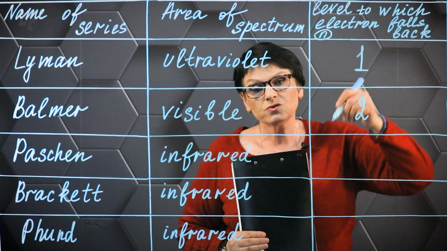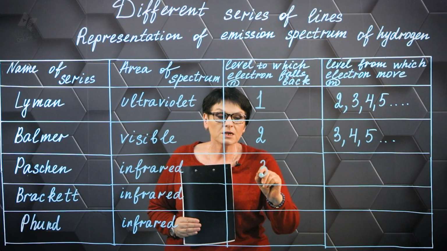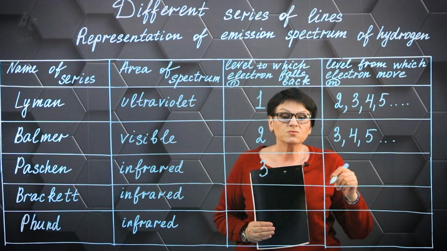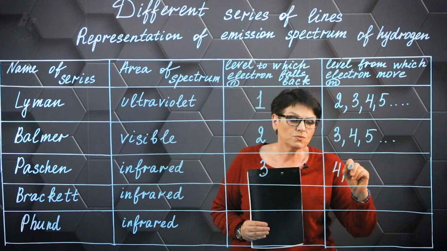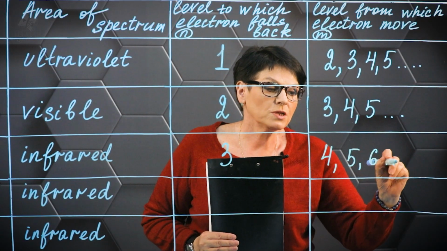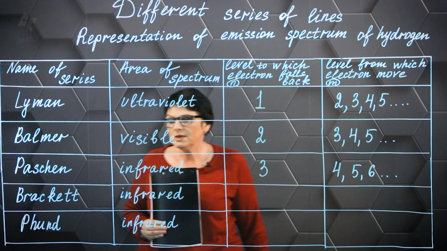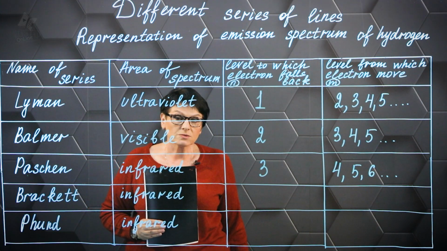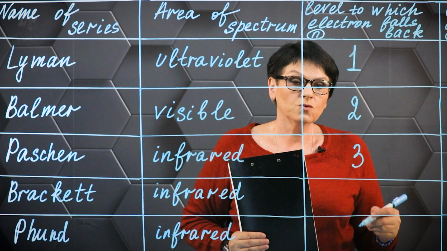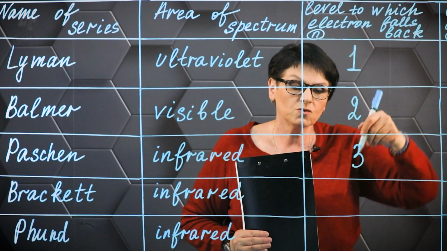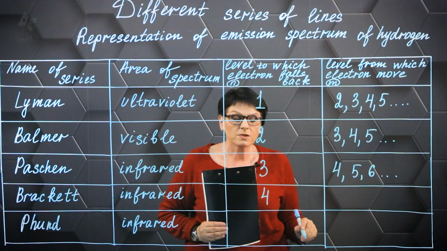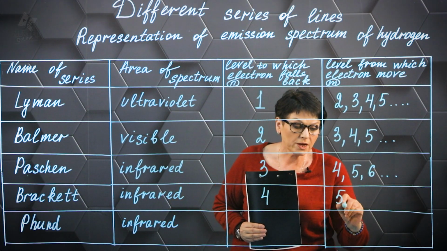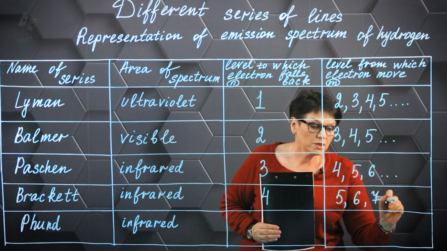Here the level to which the electron descends from the upper levels is the third energy level. And from which energy levels is such a transition possible? It will occur from the fourth energy level, the fifth, the sixth, and so on. Afterwards, we have the Brackett series, which is similarly detected in infrared radiation. To which level does an electron descend from an upper level? This would be the fourth energy level. And from which levels is a transition possible in this case? It would occur from the 5th, 6th, 7th levels, and so forth.